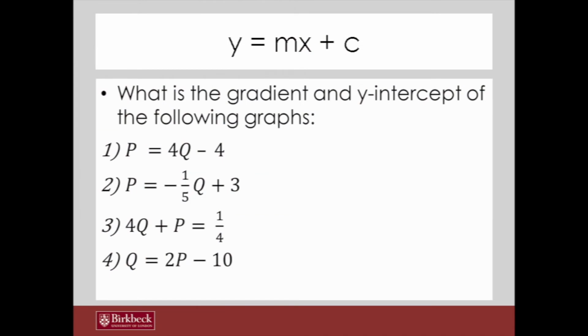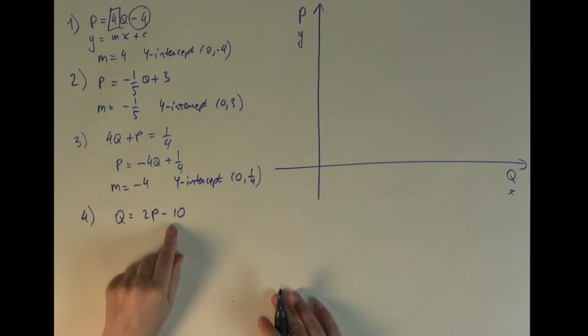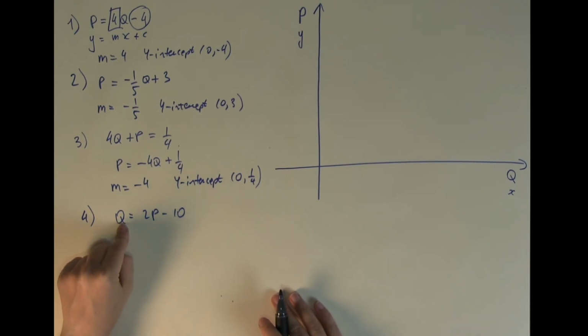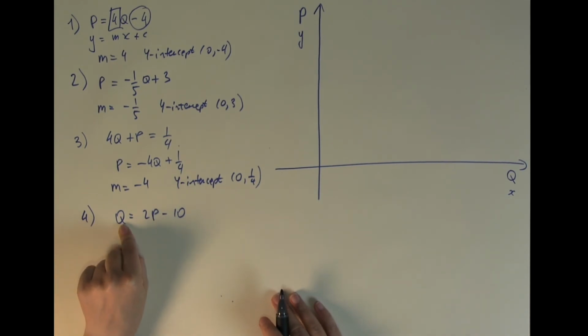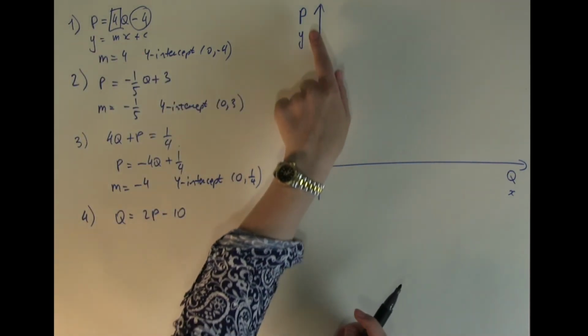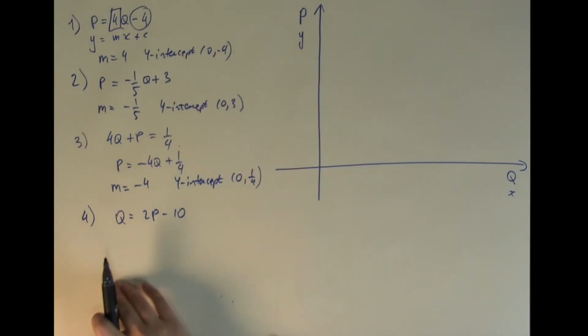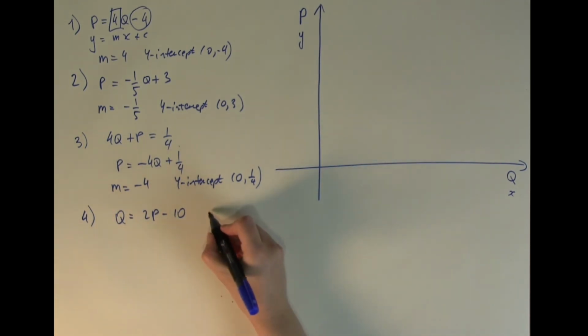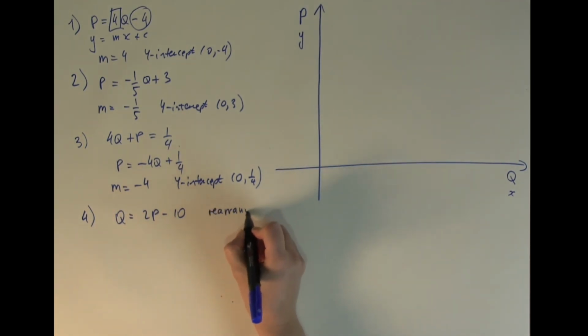The last example, q equals 2p minus 10. Now, you could be tempted to say, okay, the gradient is 2 and the y-intercept is minus 10, but unfortunately, this is not in the right format because although this is the direct demand function, for us to be able to read off the slope and the intercept, we need the demand function to be in the inverse form, when p equals, because again, p is the y-coordinate. So this needs quite a bit of manipulation, so I need to rearrange.